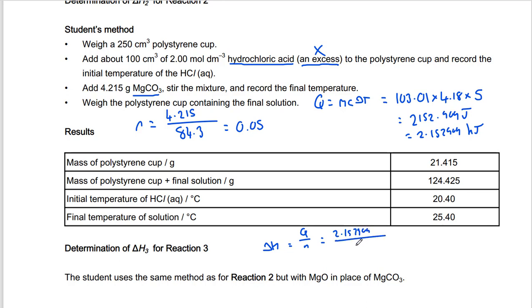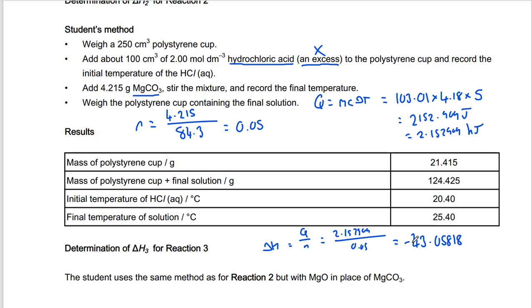So 2.152909 over 0.05. Again, keep the numbers in the calculator. Don't be tempted to round yet. It's very, very tempting, but don't do it. Try your best, and you get 43.05818. Again, that's a negative number because it's an exothermic reaction.